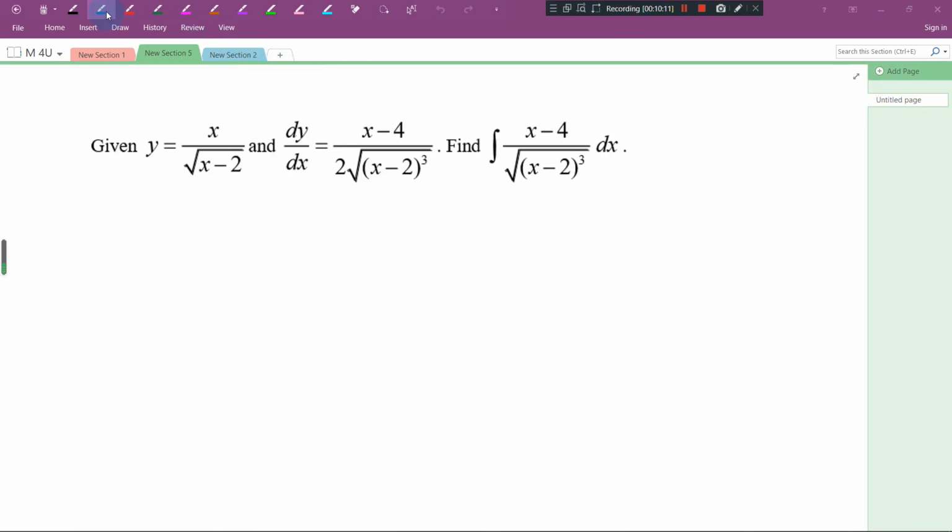Okay, let's try one more question. Given y is equal to this, and the first derivative, if you differentiate this one, you get this. Let me copy down first. dy by dx is equal to (x minus 4) over 2 times the square root of (x minus 2) raised to the power of 3. So the question asks us to integrate this one.